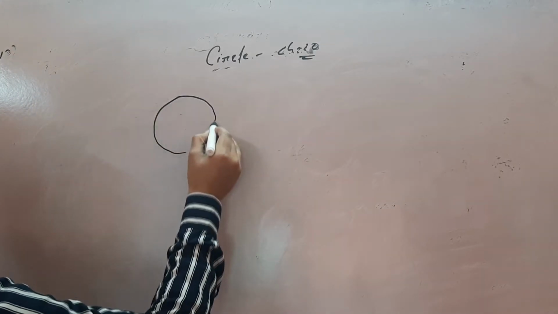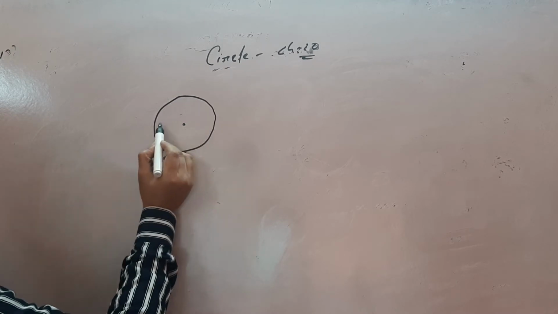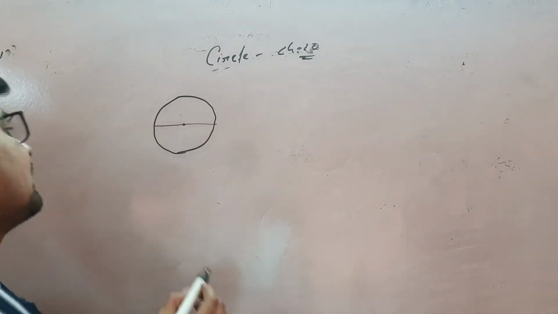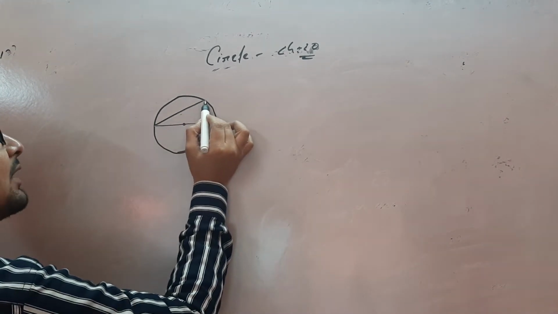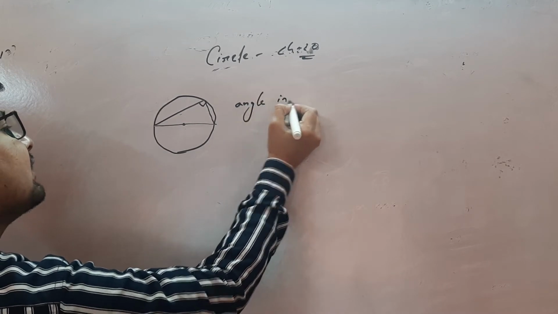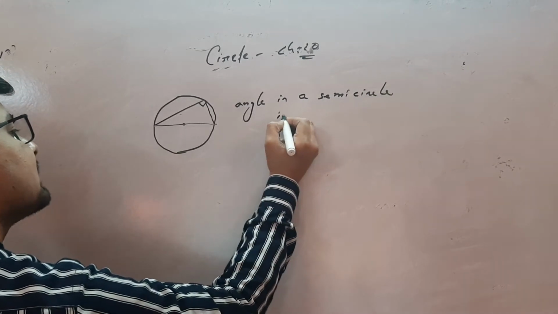Angle in a semicircle. This is the theorem. Note that. Suppose this is a center point, and the line passes through this. That means this circle is divided into two parts. That is a semicircle. So angle in a semicircle is always 90. Note down this theorem. Angle in a semicircle is a right angle.